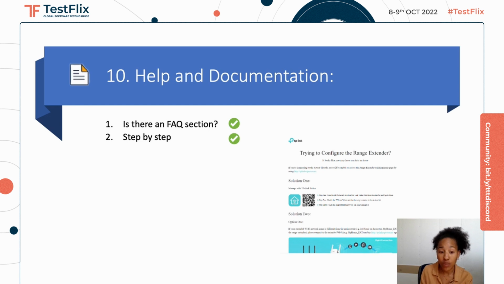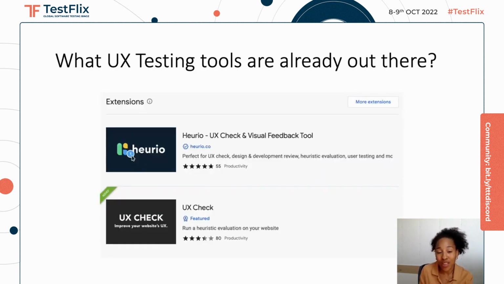This is a picture of something I have come across in my daily life, my own life. Solution 1, step 1, do this. Step 2, do that. Step 3, do this when troubleshooting. And this is really handy and very good UX. So a lot of things you can test, but not everything.